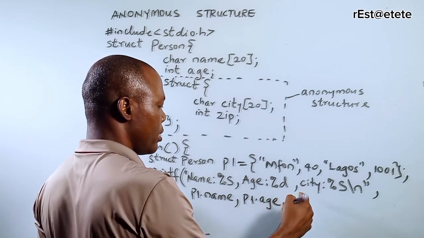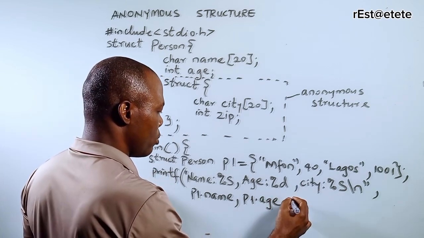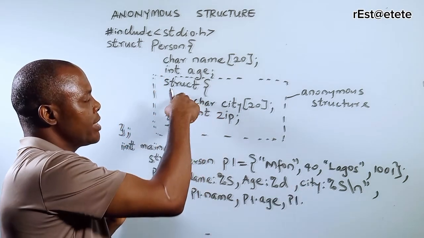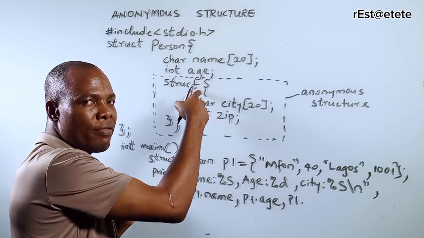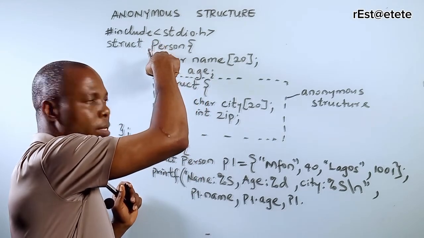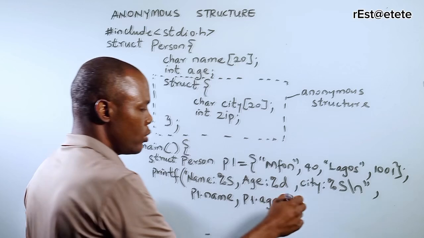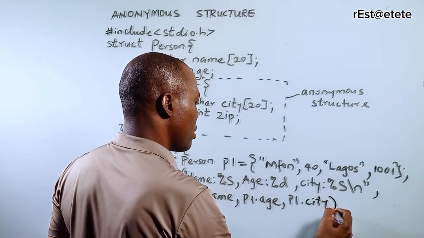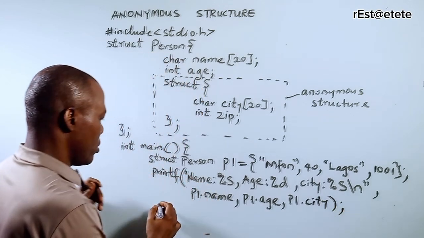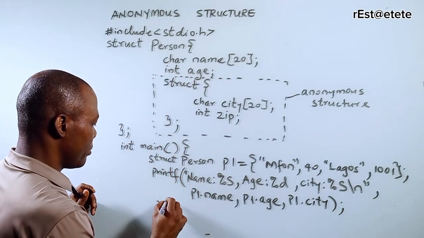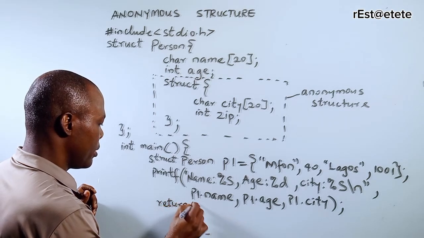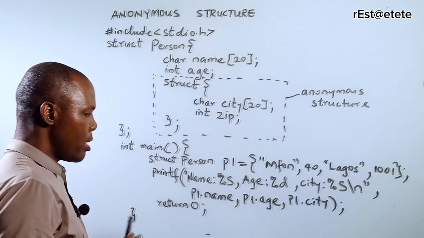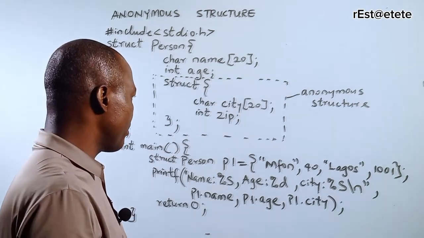comma. For this expression, so it will be what? P1 dot. Now you are accessing city, which is inside this anonymous structure. But because it doesn't have a name, you can use the variable of this person to access these values directly. So P1 dot city. All right. So here I will say return 0. Then I close my curly bracket. All right. So that is the end of my program.